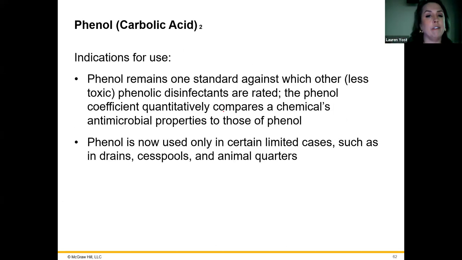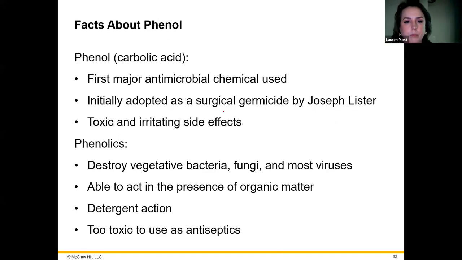So we don't use a whole lot of phenol straight up, but it is used as the standard that our phenolic disinfectants, which are related to phenol, are compared to even to this day, because it is so effective. But now we only use phenol in drains, cesspools, and animal quarters, places where people aren't going to be, because it can be so toxic.